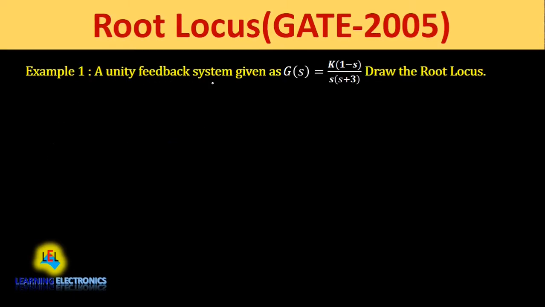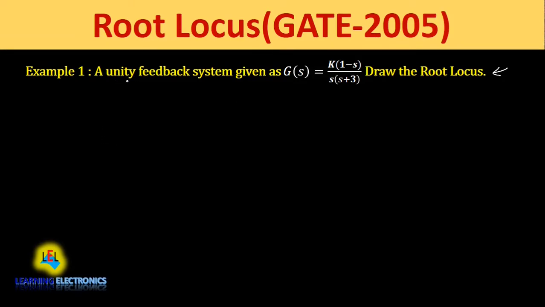The question is: a unity feedback system with forward path transfer function G(s) = K(1 - s) divided by s(s + 3). Draw the root locus. In this GATE question of 2005, we have to recognize the correct root locus plot from the options given. So now let us draw the root locus for this system.